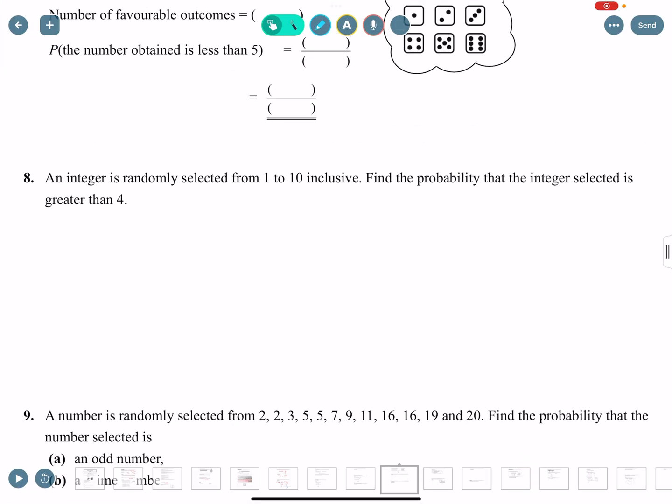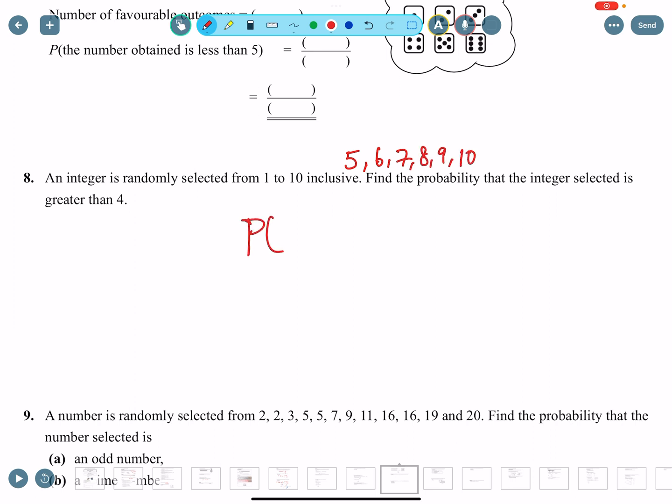Now let's find a difficult question. So number 8, something you need to use your previous knowledge about. A number from 1 to 10, there are 10 numbers in total. Find the probability of getting an integer greater than 4. So greater than 4 is 5, 6, 7, 8, 9, 10. That's 6 numbers. So probability of greater than 4 would be 6 numbers out of 10. And simplify this is 3 out of 5.